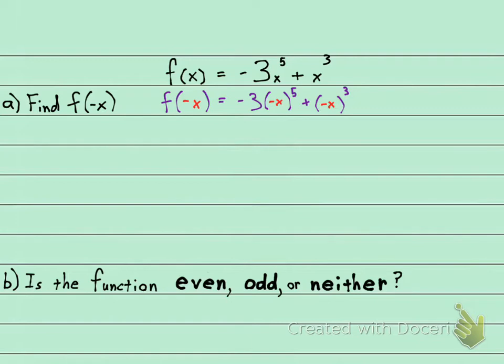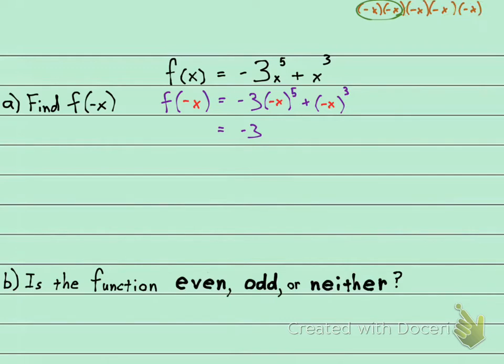Now, negative x to the fifth power. When we go down to the next step, I have negative 3, and now I have negative x to the fifth power. If I wrote it out 5 times: 1, 2, 3, 4, 5. You'll notice that an even number of negatives will give you a positive, but an odd number of negatives will give you a negative.